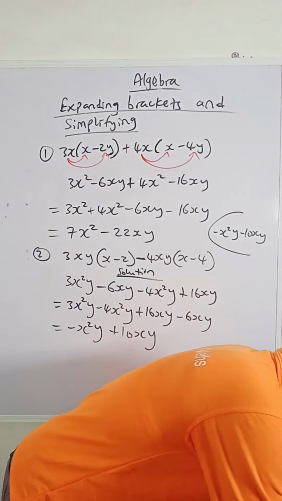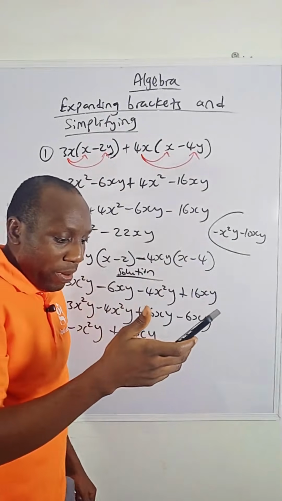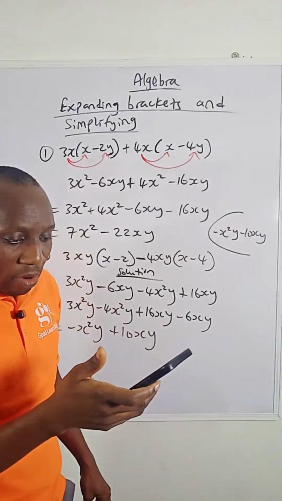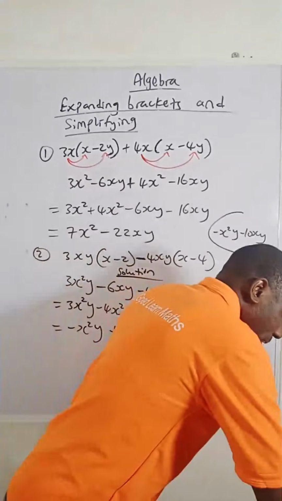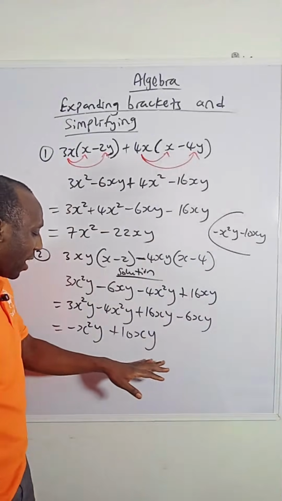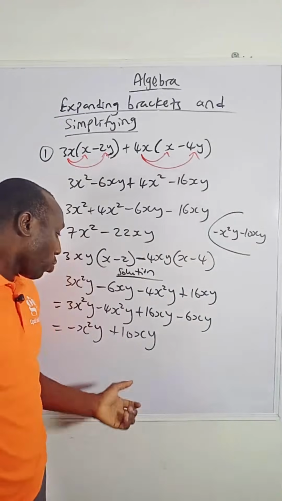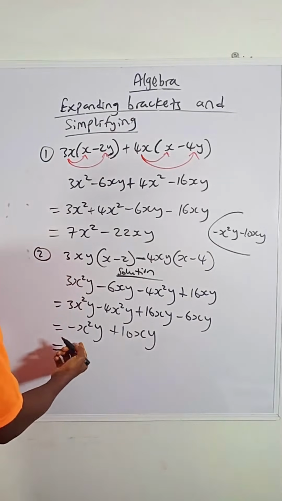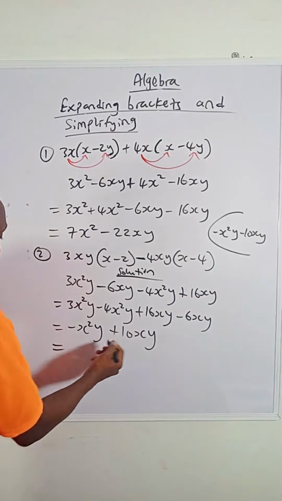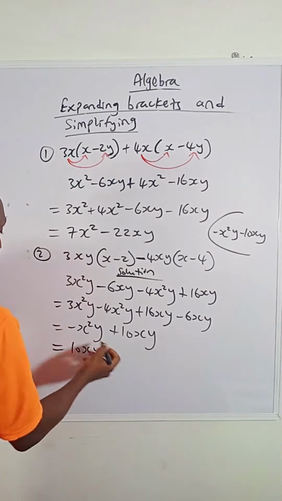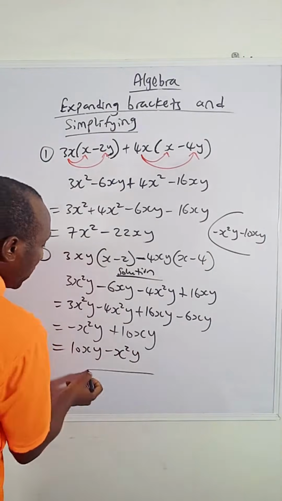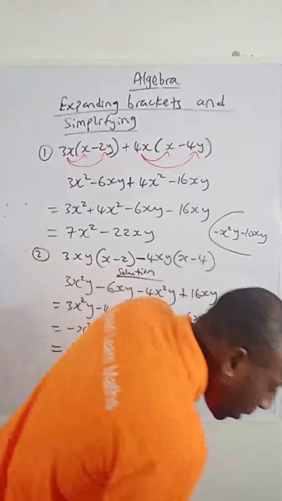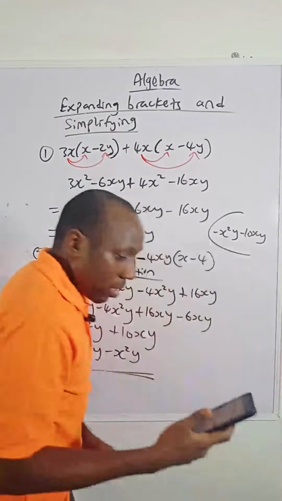Okay, but Gonipad said it is plus 10xy. Have you seen your mistake, or is it me that made a mistake? But I think everything I've done is okay. So you can leave your answer like this, or you can choose to start with a positive term. Since this is minus, this is plus, I can start with this: 10xy and then minus x squared y. This is going to be the final answer. Oh, Gonipad, I got you.